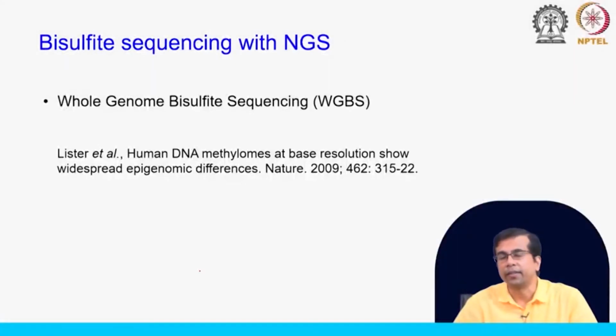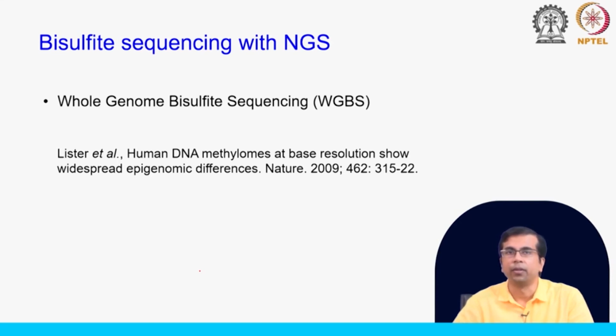Now we can extend this bisulfite sequencing with NGS. Remember, bisulfite sequencing was developed a long time before NGS was in the picture. Researchers used mostly Sanger sequencing, but now with the appearance of NGS, we can apply this method to the whole genome. The process is very simple. We treat the whole genome with bisulfite, and then we do the whole genome bisulfite sequencing.